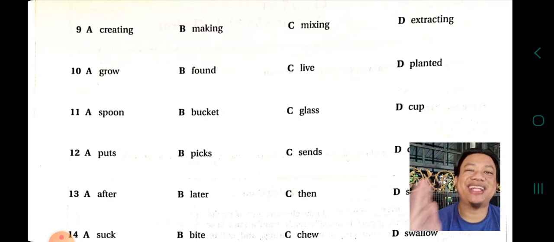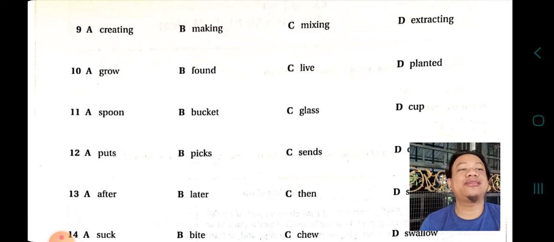Here you need to understand the meaning. So since this is an exercise, what you can do is, you have your own handphones, you can Google the meaning of the word creating, of the word making, of the word mixing, and the word extracting. So find the best meaning that suits the sentence.